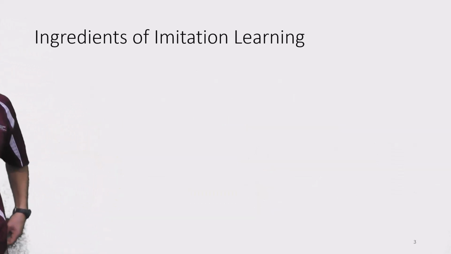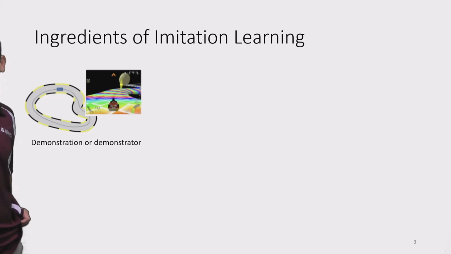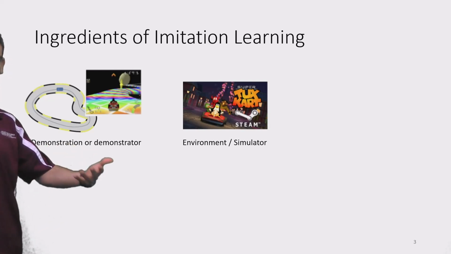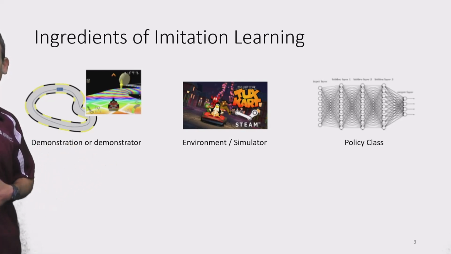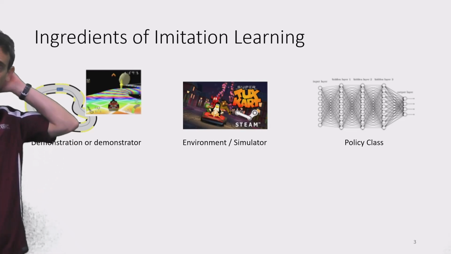Okay, moving on. What are the ingredients of imitation learning? What do we need in order to perform imitation learning? So we need the demonstrations or a demonstrator. We need access to the environment, right? We need to somehow interact with the environment in an online way. Next, we'll need a policy class, hopefully a differentiable one. We'll see even one solution that requires a linear approximator.